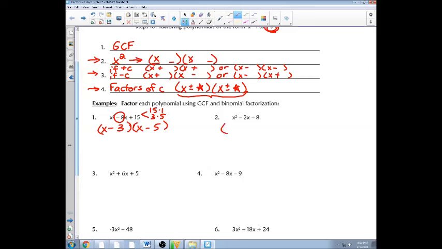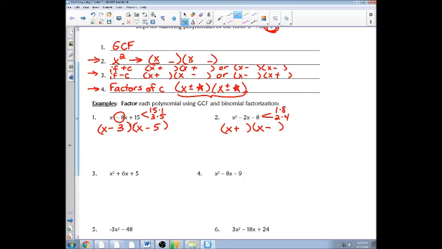Since I have an x squared, I can make 2 sets of parentheses with an x in the first blank. Since my c value is negative, right, we're going to look at the second line here. I'm either going to have a positive and a negative. In this case, it does not matter which one goes in which parenthesis. We will figure out how to fix that with our numbers at the end. So looking at 8, how do I multiply to 8? Well, there's 1 times 8, and there's 2 times 4.